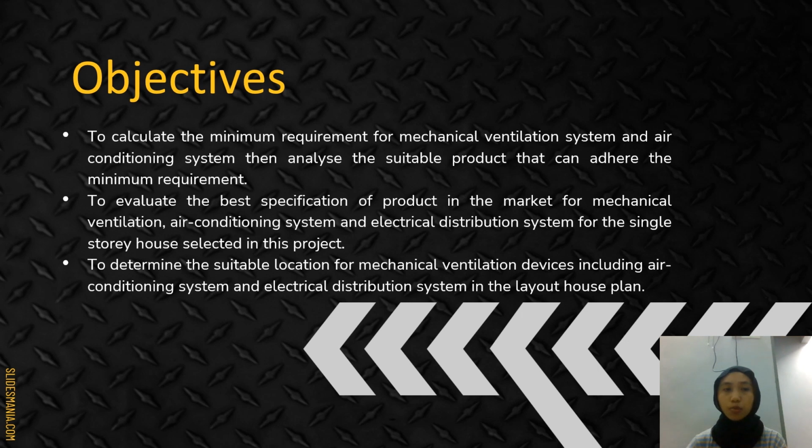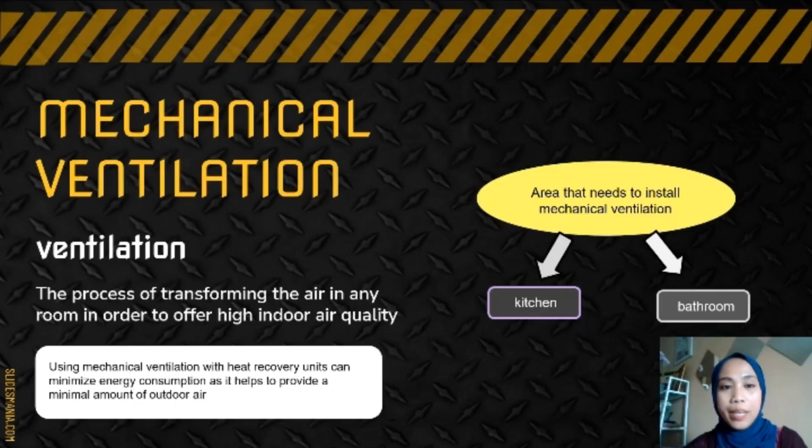The objectives for this project are to calculate the minimum requirement for the mechanical ventilation system and air conditioning system, then analyze the suitable product that can address the minimum requirement. Next, to evaluate the best specification of product in the market for mechanical ventilation, air conditioning system and electrical distribution system for the single-story house selected in this project. And last, to determine the suitable location for the mechanical ventilation device, air conditioning system and electrical distribution system in the layout house plan.